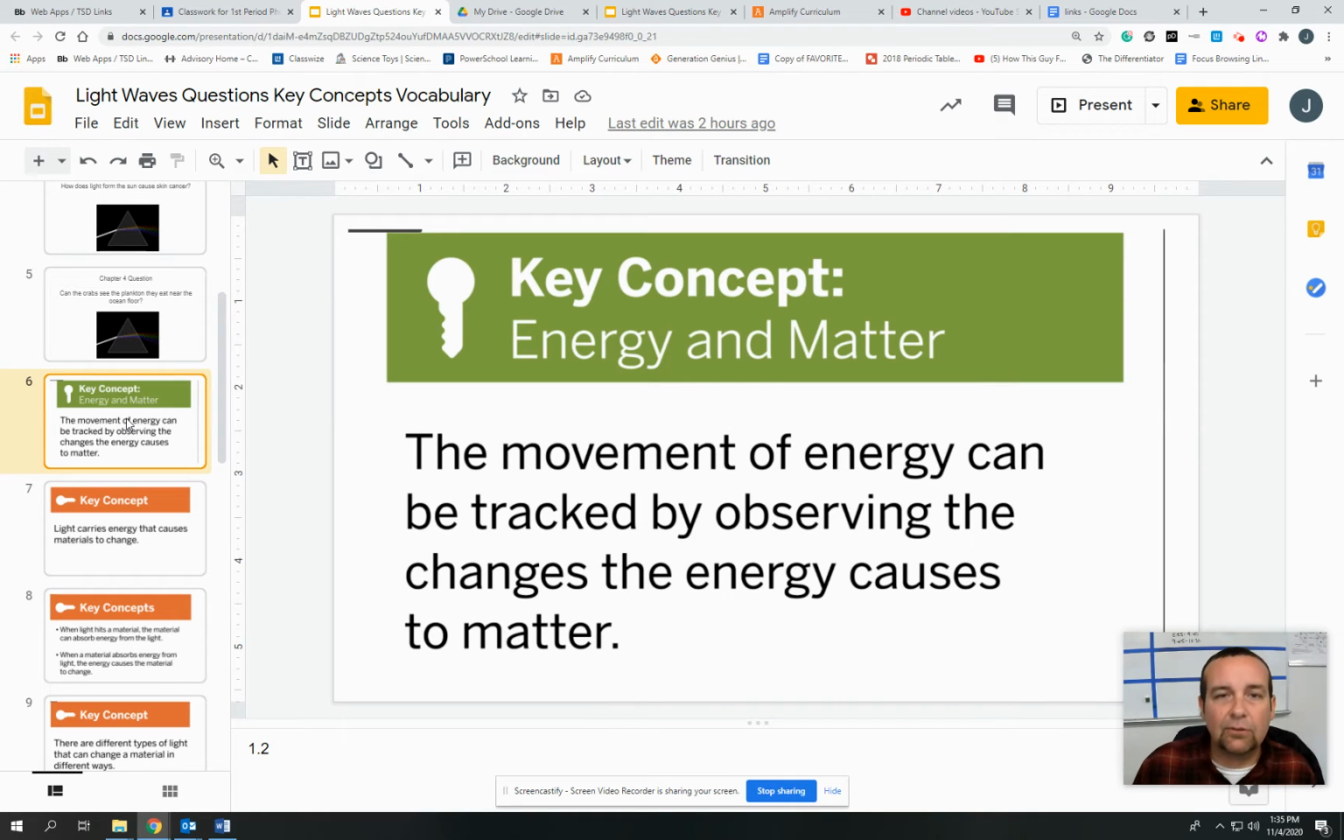Today, we're going to be covering these 2 key concepts. The movement of energy can be tracked by observing the changes the energy causes to matter. Okay, so that would be like shining a light on a material and seeing how it interacts.